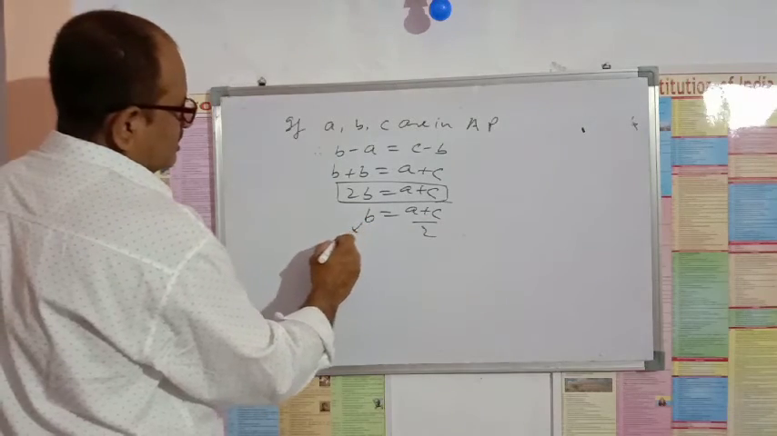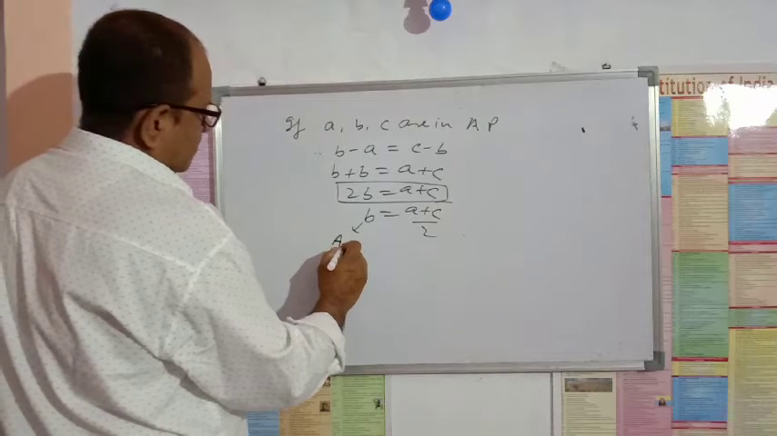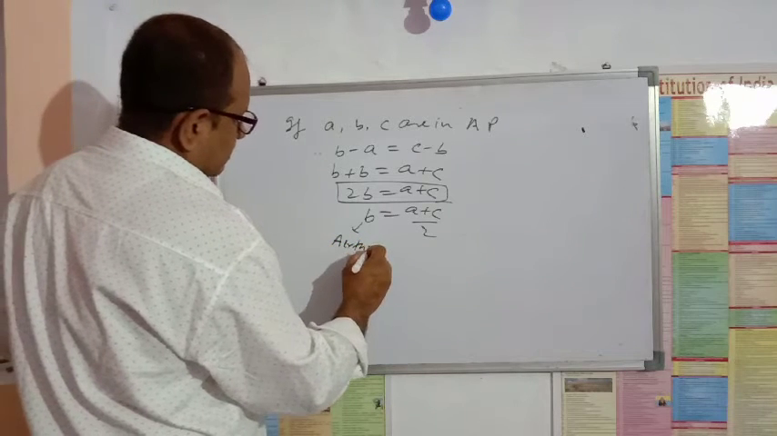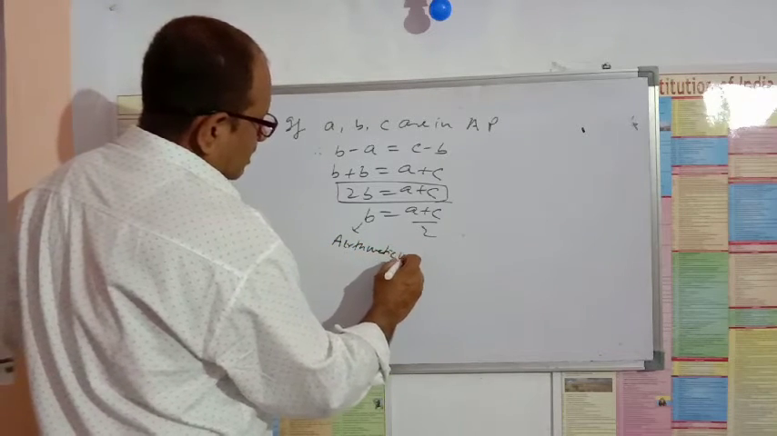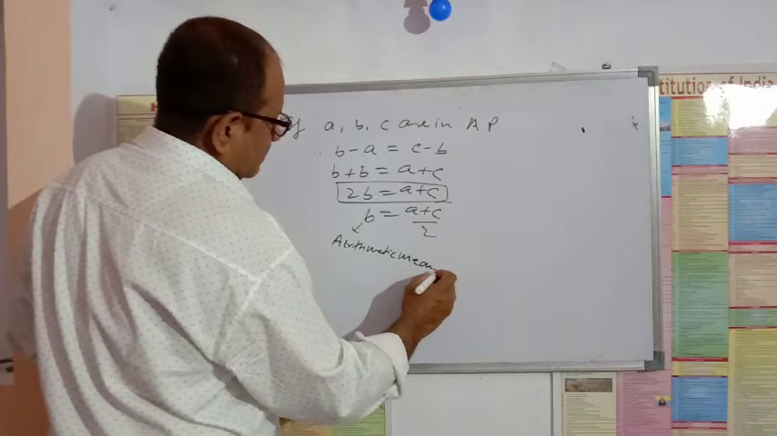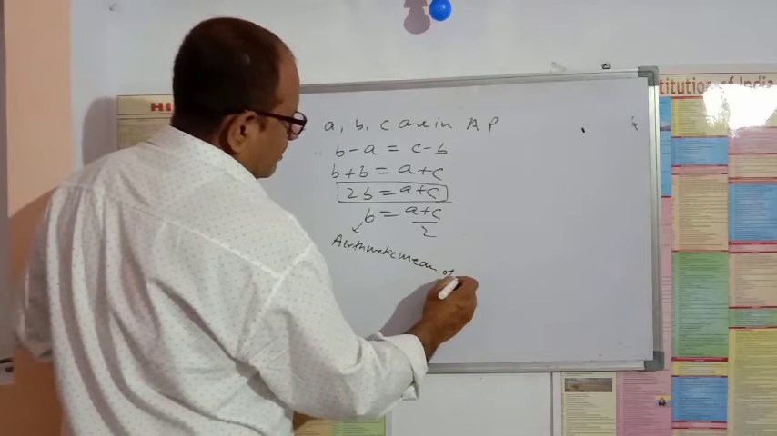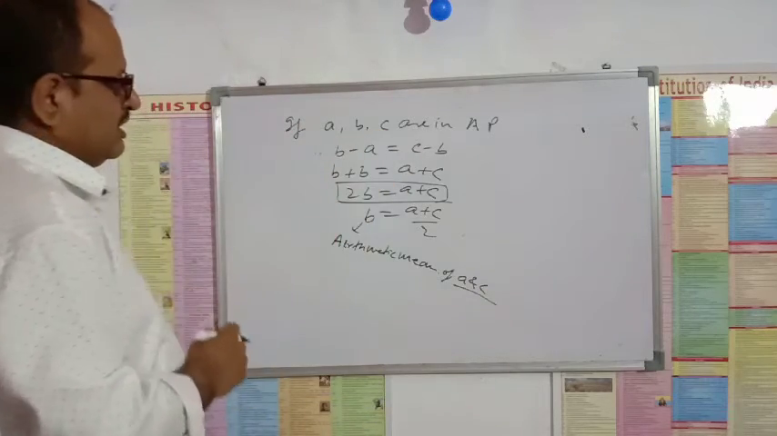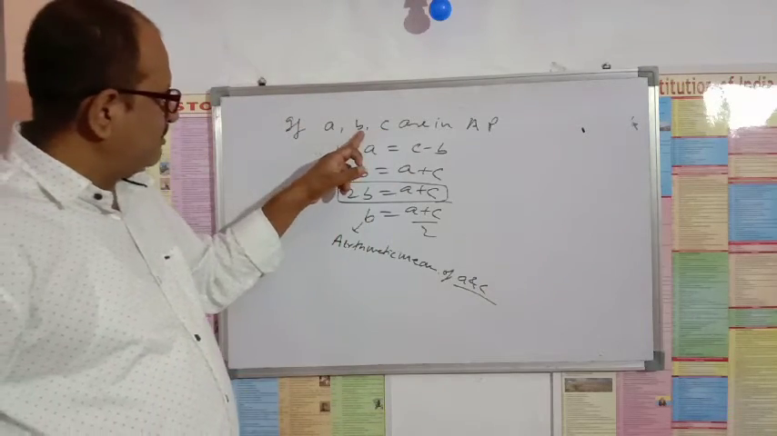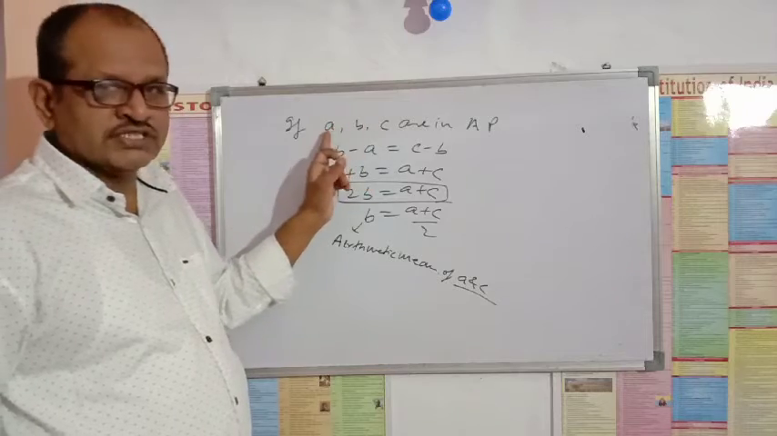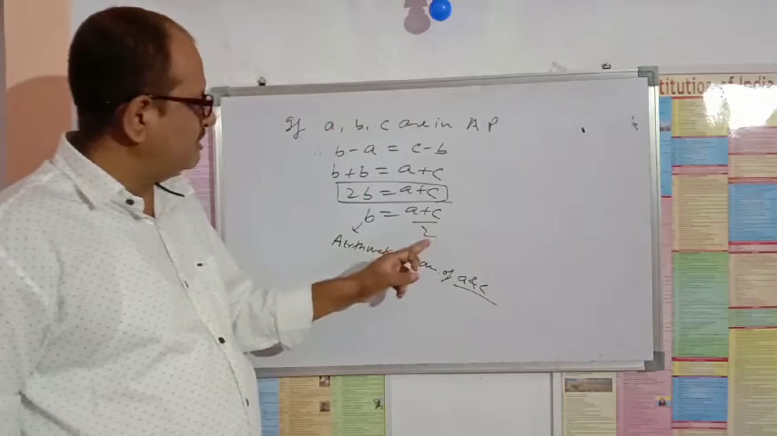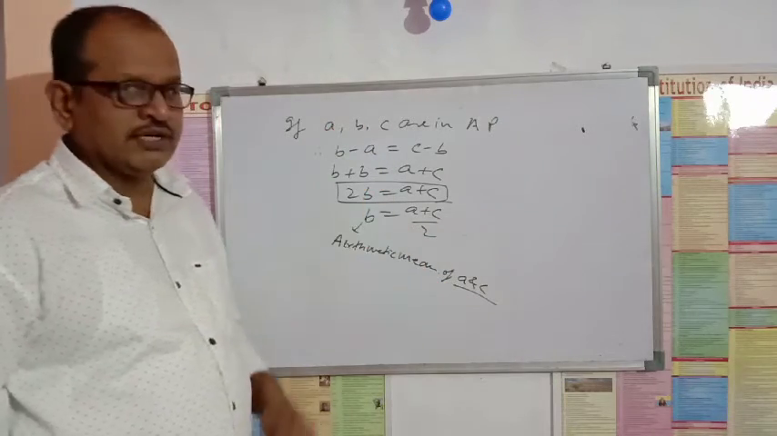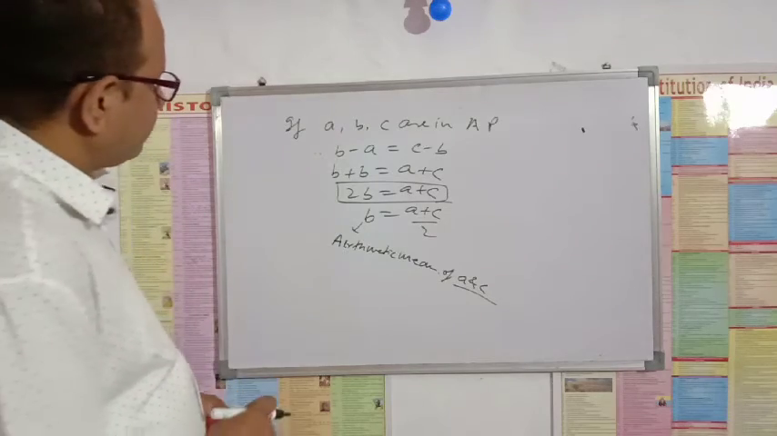This B is what? It is called the arithmetic mean of A and C. If three numbers A, B, C are in AP, then the middle term B is called the arithmetic mean of the first and third terms A and C: A plus C by 2, and 2B is equal to A plus C.